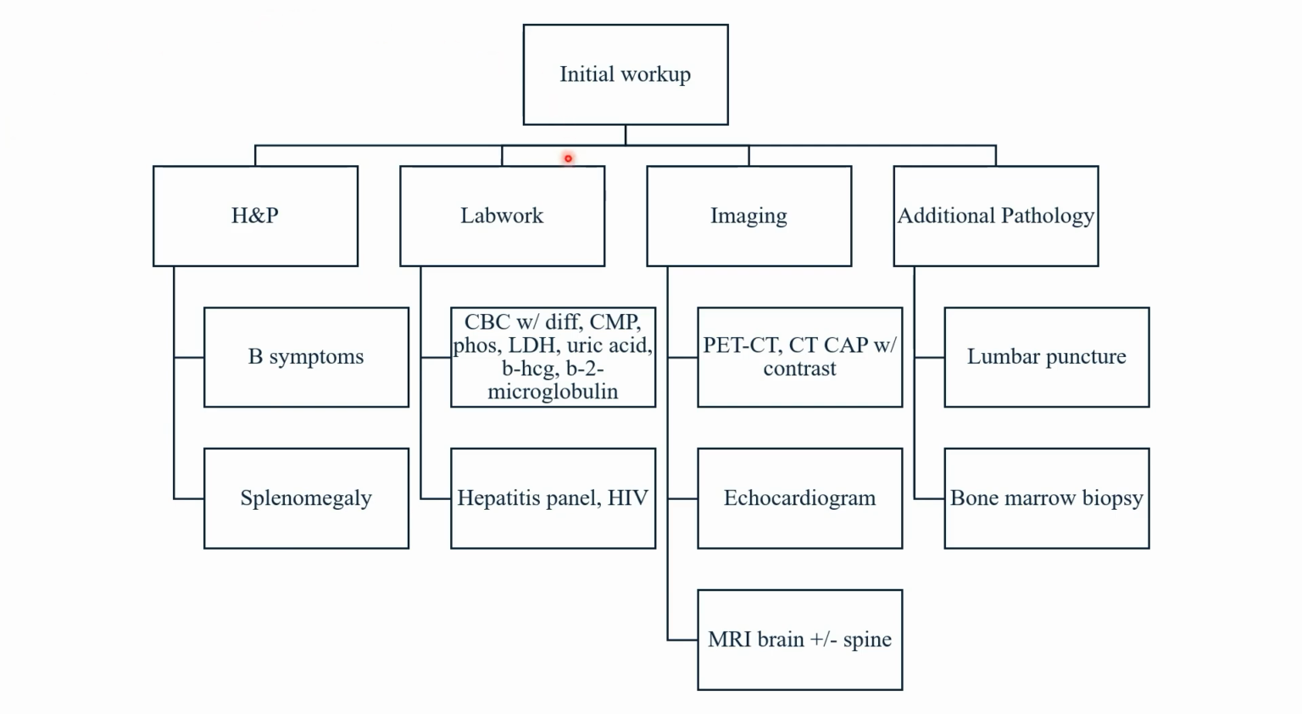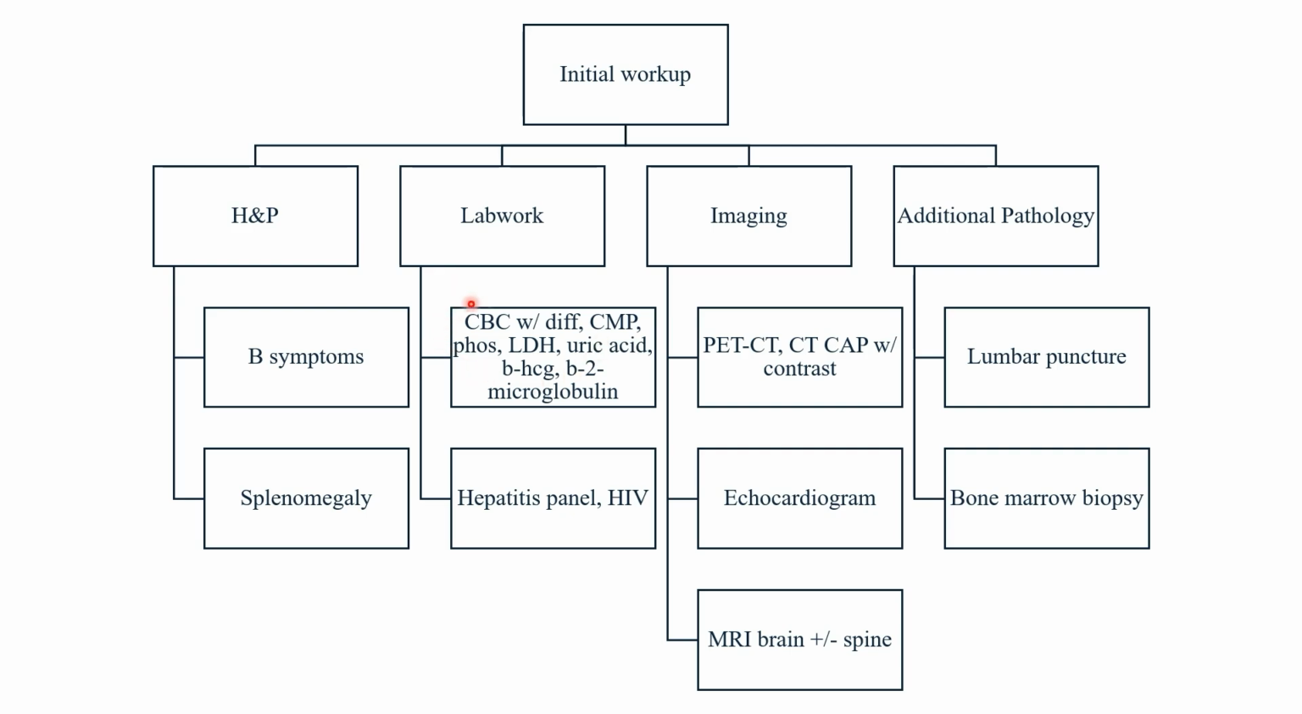When we're doing some lab work, we're going to get some basic labs, just like a CBC and differential. Make sure it's with the differential, right? Because if we're looking for a lymphoid neoplasia, we're definitely going to want to see the diff there. Your CMP, or complete metabolic panel, with phos. Sometimes mag is not included in the CMP, so you'll get a mag as well.